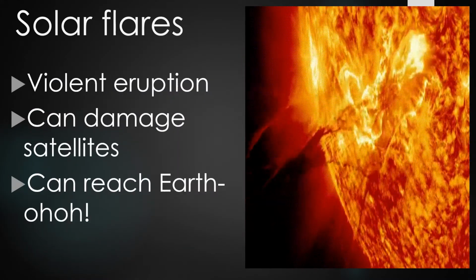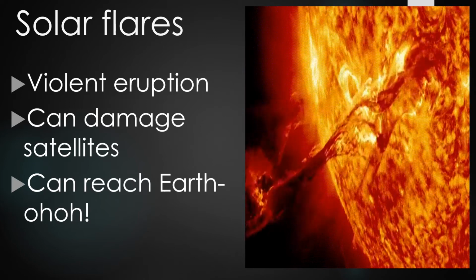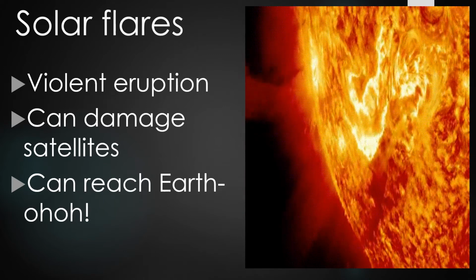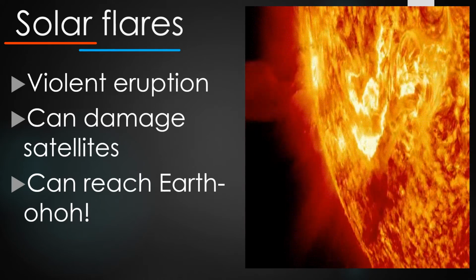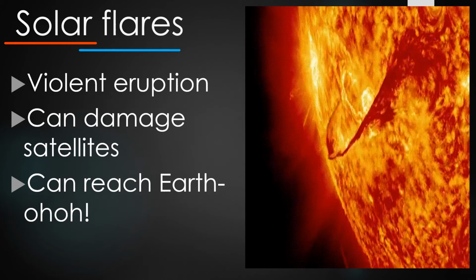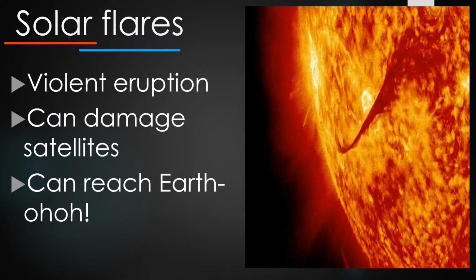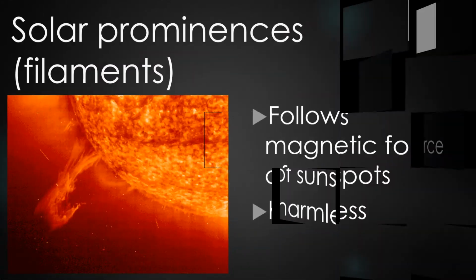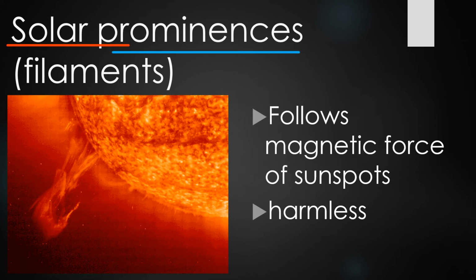Okay, so let us look at it closely. You can see the violent eruptions. It can damage satellites even in just a minute, and it can reach Earth. Uh-oh, when solar flares reach the Earth, they can damage our electrical gadgets, right? Even satellites. Now let's look closely at solar prominences or filaments. They follow the magnetic force of sunspots. This one is harmless. It will last for a month up to a year.